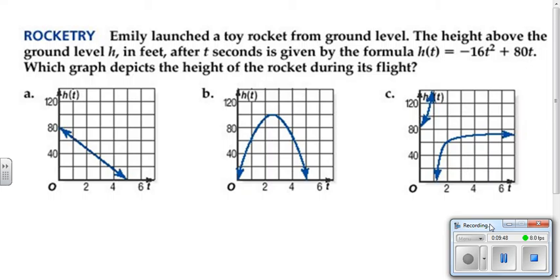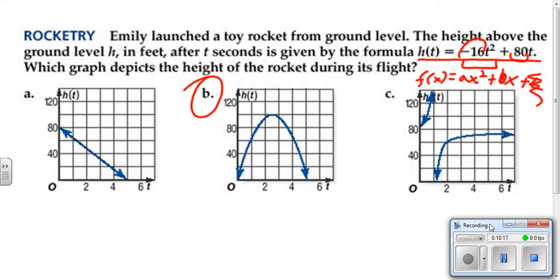Well, we can notice that our function is a quadratic function because it has this form, f of x equals ax squared plus bx plus c, where c is 0, b is this positive 80, and a is this negative 16. So it is a quadratic. So we just need to match it with the quadratic function, which would be this one here. In this case, we are modeling the flight of the rocket.